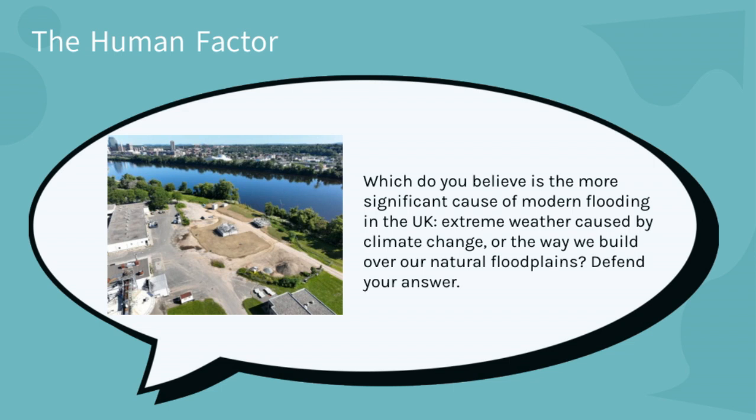A strong answer might say that both factors matter, but they work in different ways. Climate change may increase the frequency and intensity of heavy rainfall. Building on floodplains increases people's exposure and vulnerability to flooding. In other words, climate change may increase the hazard, while poor land use planning increases the risk to people.